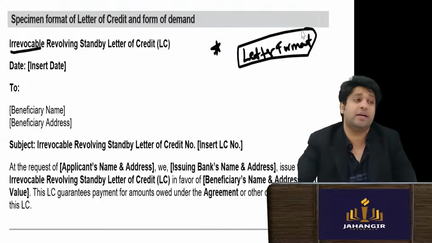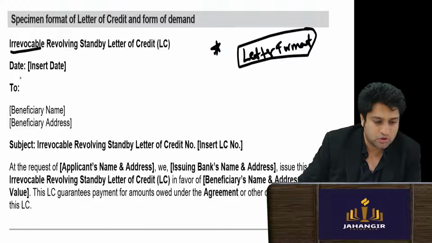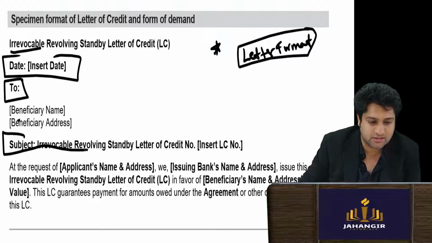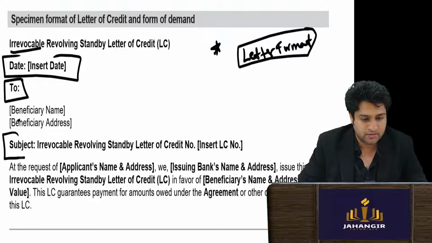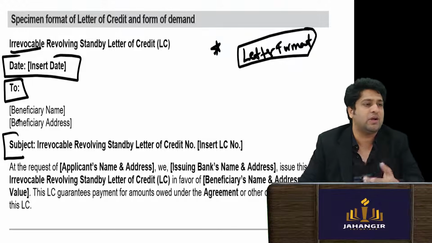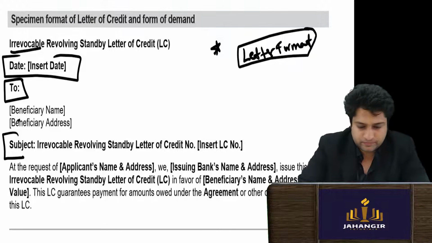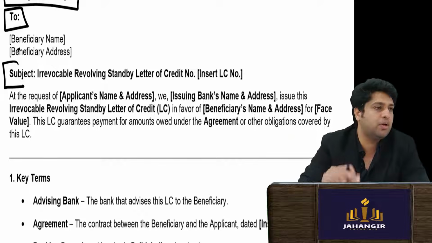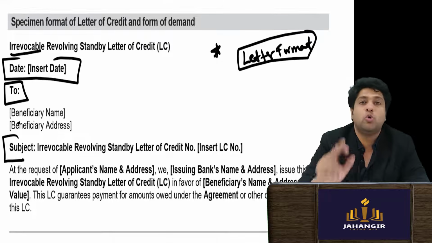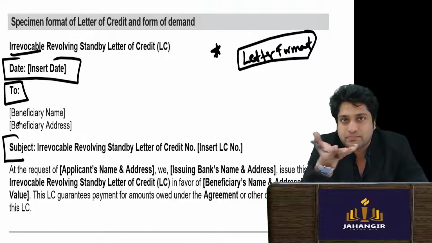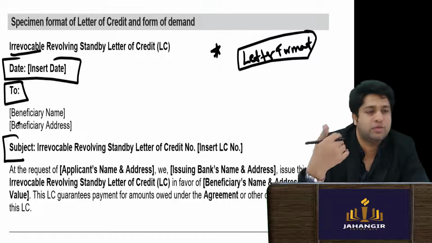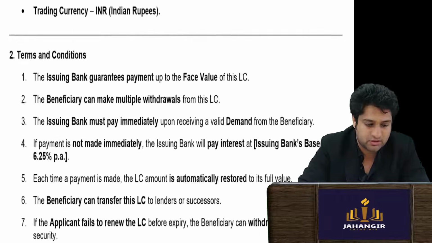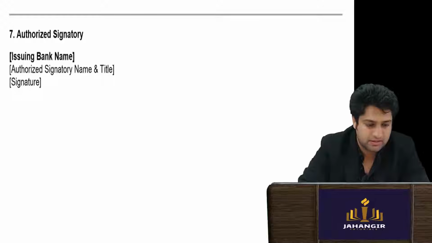So the format is date, to, subject, and dear sir or madam. Perfect. And then you write, at the request of so and so, we, the issuing bank, issue the irrevocable letter of credit. So you need to know who is issuing the bank guarantee. It is the bank that will give the guarantee to the seller on the application received. So key terms, etc., all this will be given and then you sign.